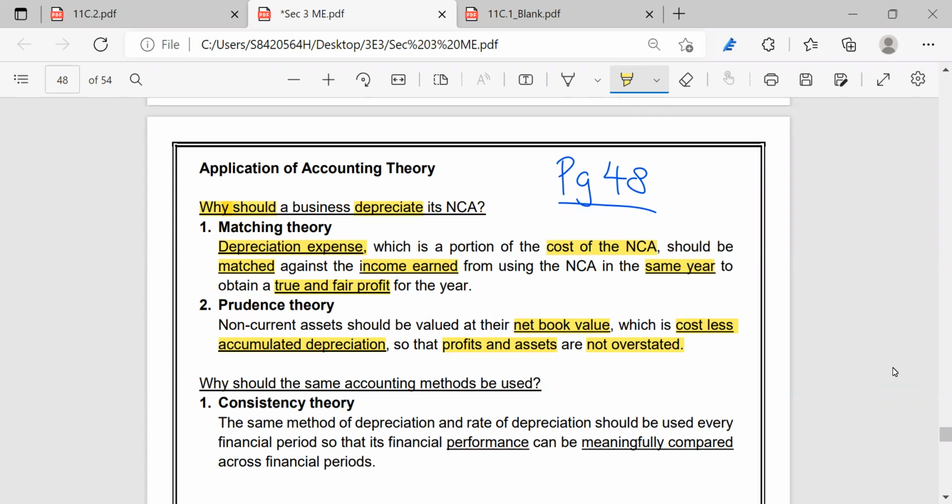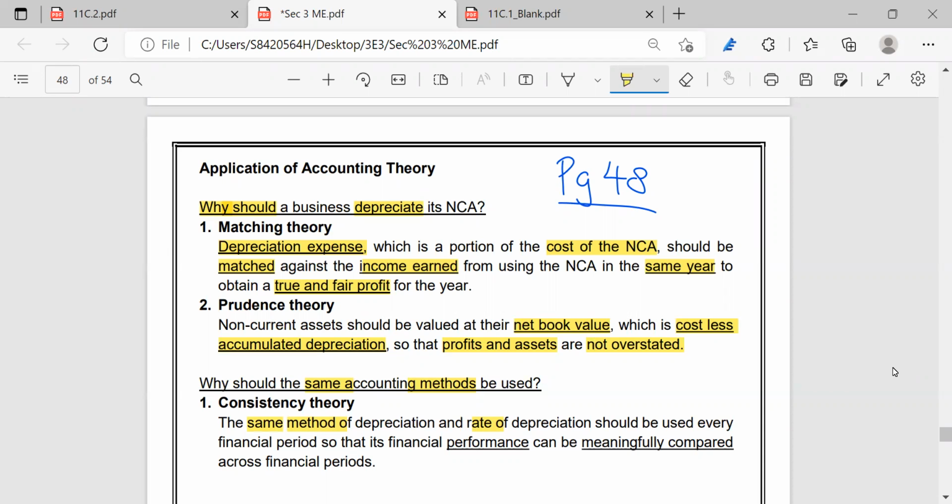Also, because we now learn two methods of depreciation, one is the straight line method, the other is the reducing balance method. But we should always use the same method. Why? Because of this theory called consistency theory. The third theory here is meant to tell us to use the same method and the same rate as well. It cannot be that this year you use 10%, the next year you use 5%, and so on.